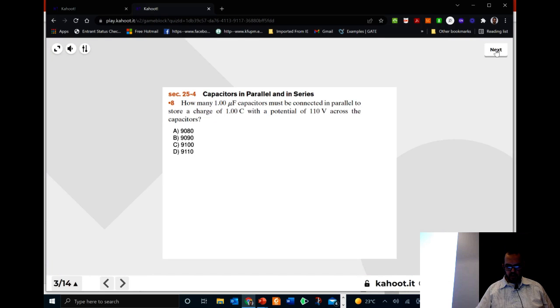All right, so 1 minute and a half for this one. This is also an easy problem. Capacitors in parallel. How many 1 microfarad capacitors must be connected in parallel to store a charge of 1 coulomb, it's a big charge, with a potential of 110 volts across the capacitors?